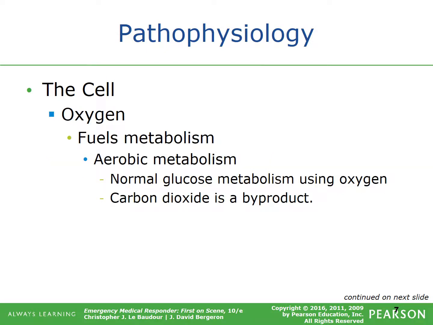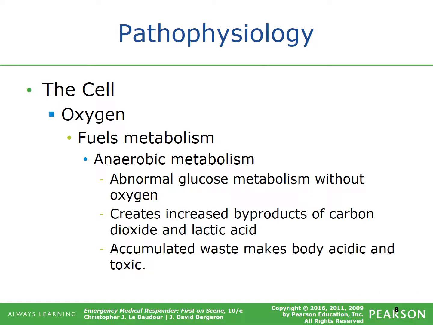Oxygen is required for the cell to metabolize glucose into energy. This is called aerobic metabolism. When there's not enough oxygen to properly metabolize glucose, energy is inefficiently produced, resulting in toxic cellular byproducts such as lactic acid and excessive carbon dioxide.